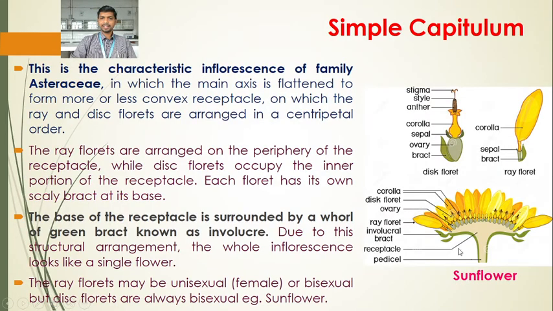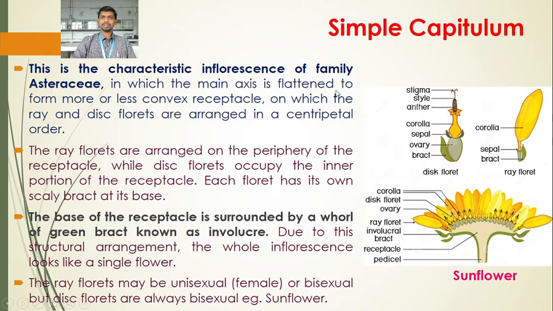So due to this structural arrangement of the disc florets and ray florets, the whole inflorescence looks like a single flower. The ray florets may be unisexual, that is pistillate or female flowers, or bisexual, but disc florets are always bisexual. So ray florets are unisexual or bisexual, but the disc florets are always bisexual, possessing both androecium and gynoecium, while the ray florets may either possess only gynoecium or be bisexual. So this is the simple capitulum or head inflorescence.